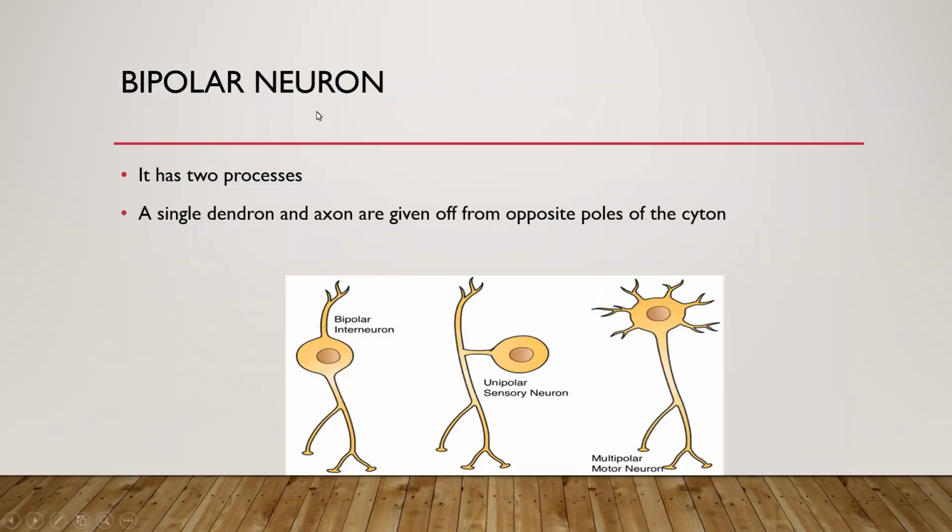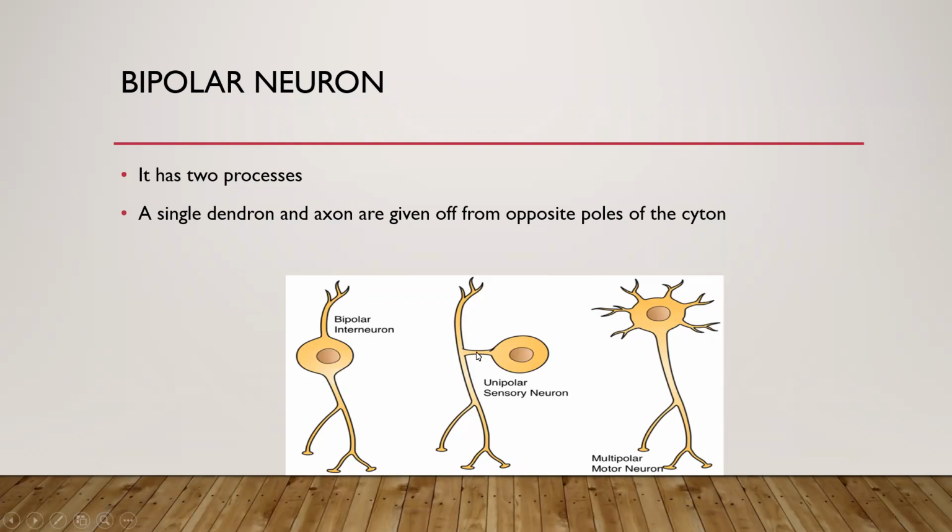Next is bipolar neuron. Bi means two. So it has two processes. Which are the two processes? Again, axon and dendron. Here, this is a bipolar neuron. It has two processes, axon and dendron. But here, the axon and dendron arise from the opposite poles of the cyton. You can see, this is the cyton, this is the dendron and this is the axon. They develop in the opposite manner, from the opposite poles.